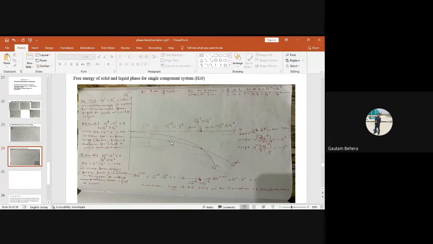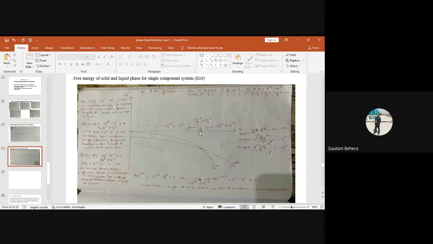So let me justify this once again. You can see, suppose this is low temperature and the temperature is increasing. At low temperature, the free energy of solid is low, but the free energy of liquid is more. With increasing temperature, they intersect, and after this point the free energy of liquid is decreasing, but the free energy of solid is more. It is okay. So this is the melting point temperature, right?